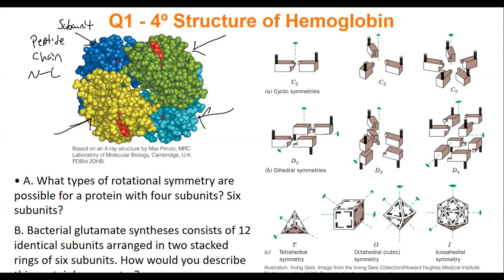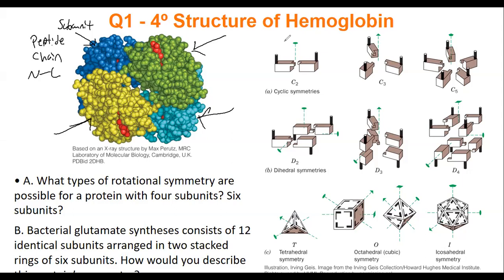Now, when these peptides come together, they have certain symmetries that they adopt, because when you're trying to fit together multiple pieces, you have to have some type of geometry restraints to have these fit correctly. So we're just going to briefly go over the bare minimum type of restraints. The first is called cyclic symmetry.